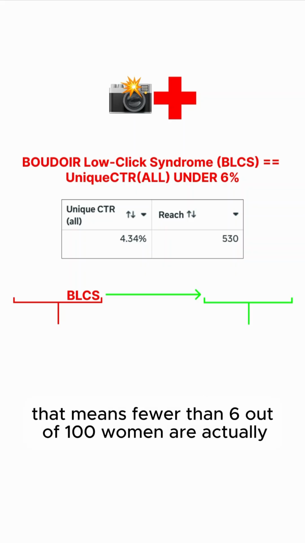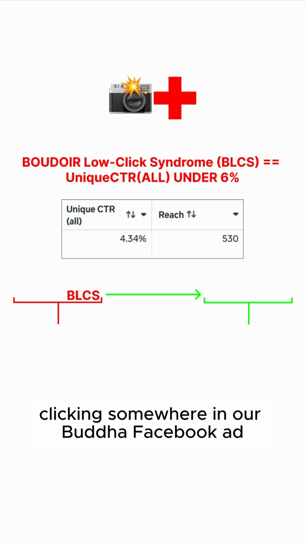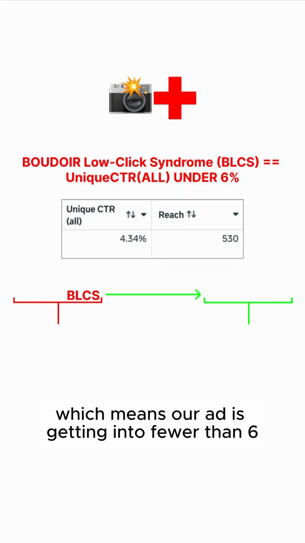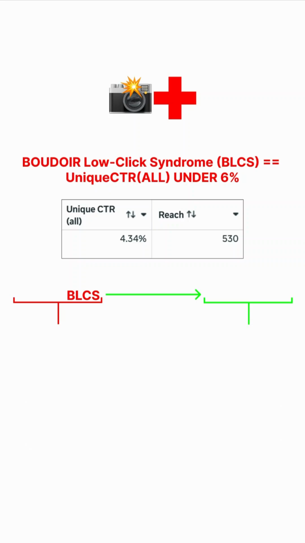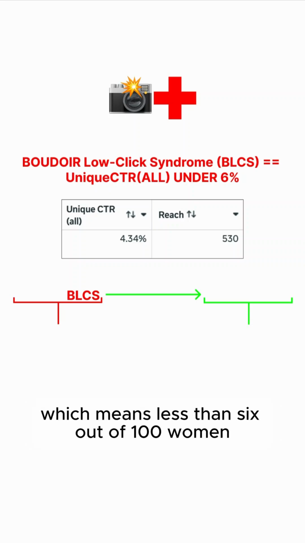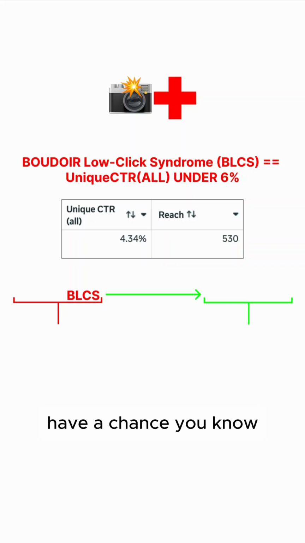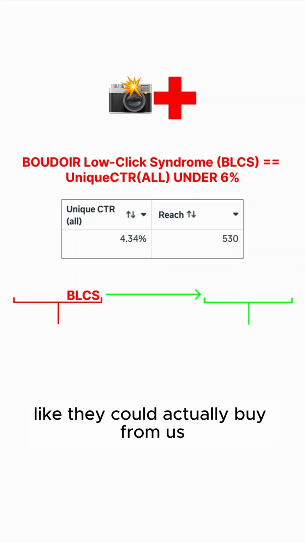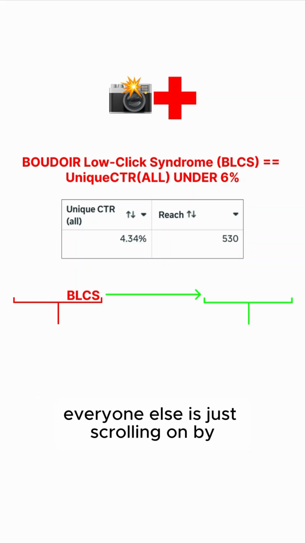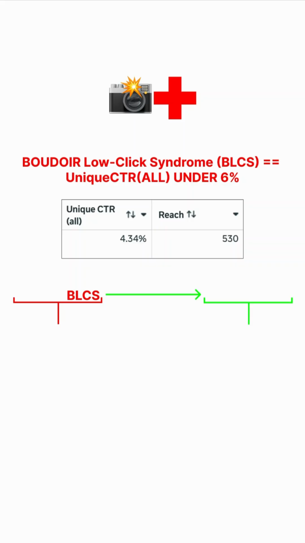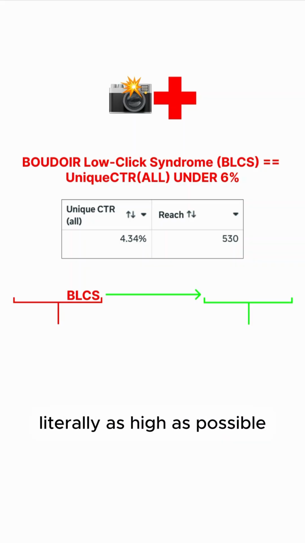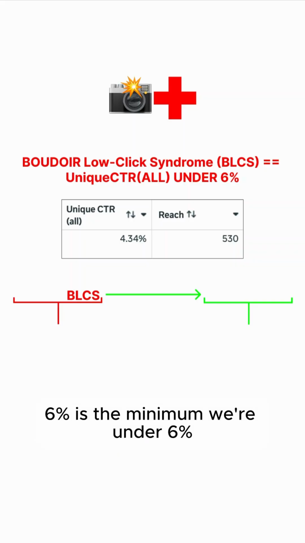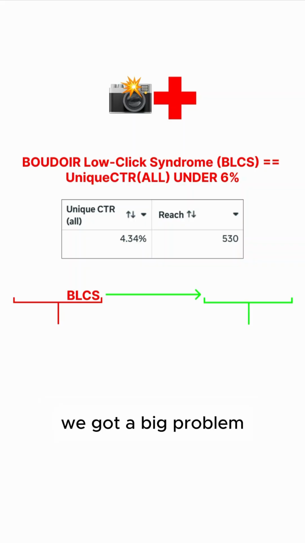So that means fewer than 6 out of 100 women are actually clicking somewhere in our boudoir Facebook ad, which means our ad is getting into fewer than 6 out of 100 women's brains, which means fewer than 6 out of 100 women have a chance, a non-zero chance they buy from us. Like they could actually buy from us. Everyone else is just scrolling on by. So this is the number of non-scroller buyers, and we gotta get this number literally as high as possible. 6% is the minimum. We're under 6%, we got a big problem.